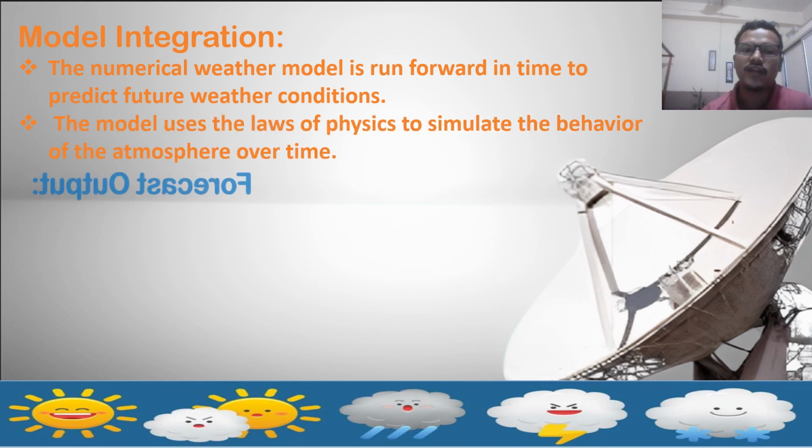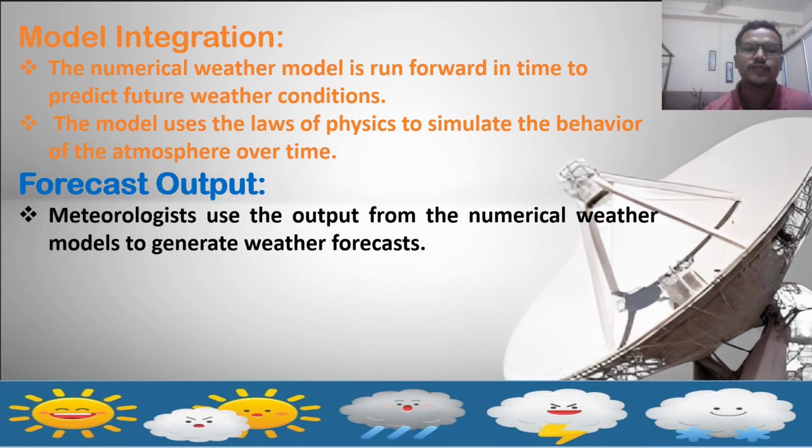And we move on to the next, that is forecast output. We should have an output, then only we can see the output in our mobiles, in our TVs and so on. And meteorologists use the output from the numerical weather model to generate the weather forecast.